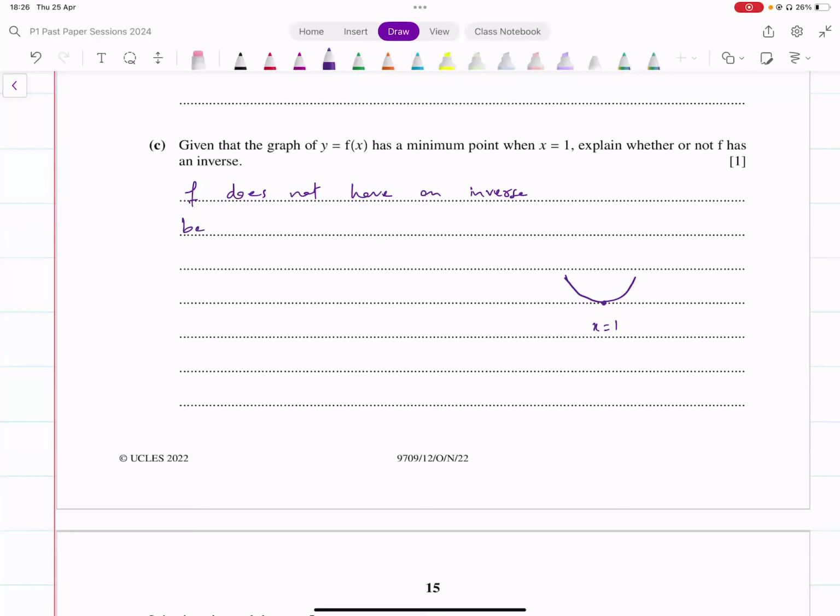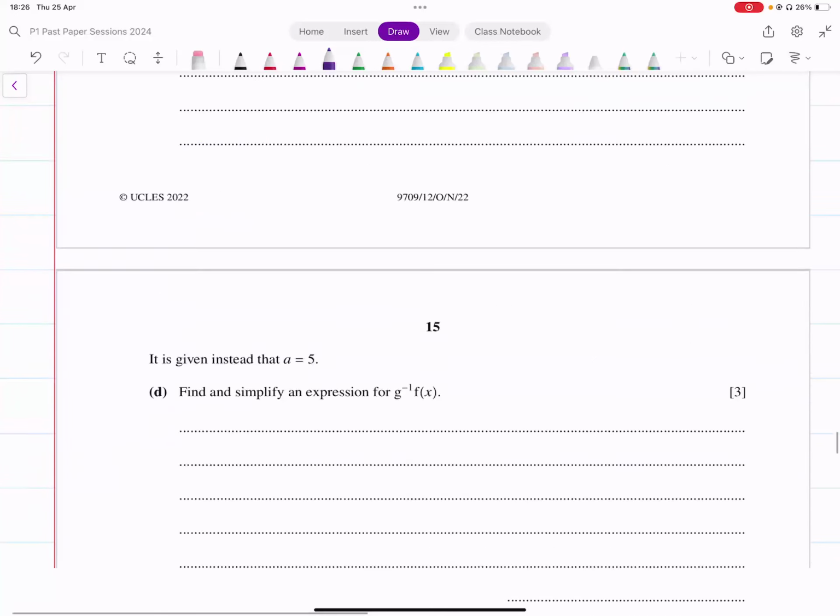Why? Because it's not a 1-to-1 function. One-to-one functions cannot have turning points inside the domain somewhere. They can't have turning points like this. Since it has a turning point, this function is not 1-to-1. All right, that's part C.